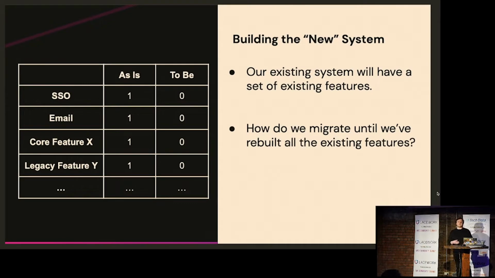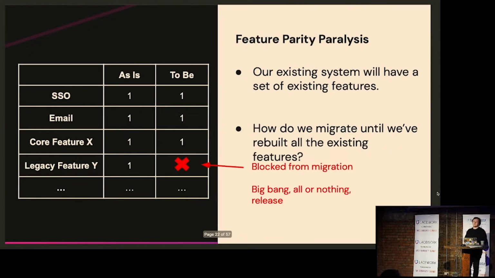we have an existing set of features. In this matrix, you can see features like SSO, email, core feature X, legacy feature Y. A 1 represents it existing in the architecture, a 0 means it doesn't. You can see in the as-is system, the system we already have, well, we have all the features because that's where we've got to. But in the new system we're about to build, we don't yet have all of the features. And this leads to what I call feature parity paralysis.